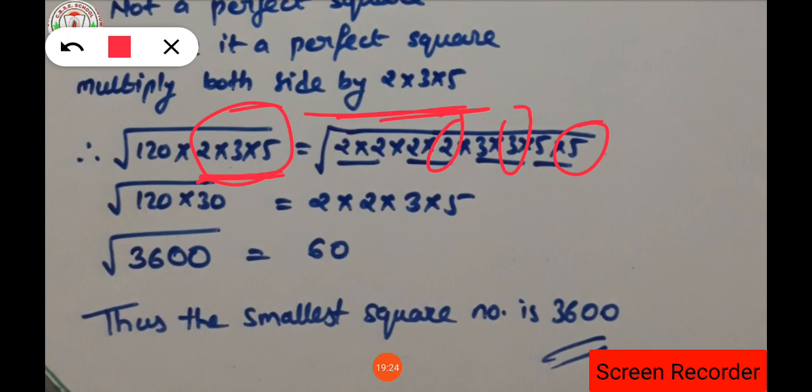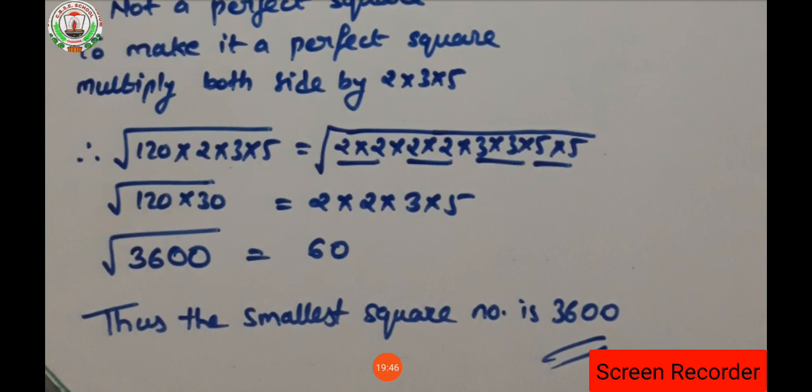So after multiplying, what number are we getting? 2 into 3 will be 6 and 6 into 5 is 30. So 2 into 3 into 5 will be 30. Then 30 will be multiplied with 120, we will get how much? Square root of 3600. So the square root of 3600 is 60. So here the question asked, find the smallest square number that is divisible by each of the numbers 8, 15 and 20. The answer is 3600.